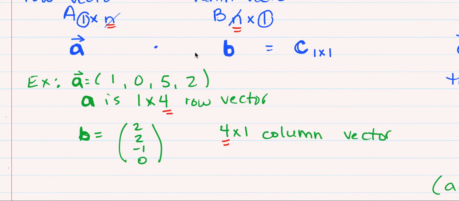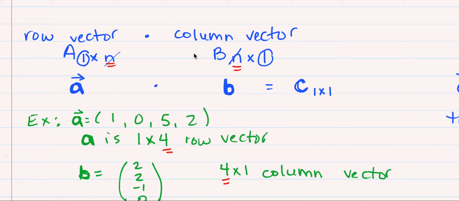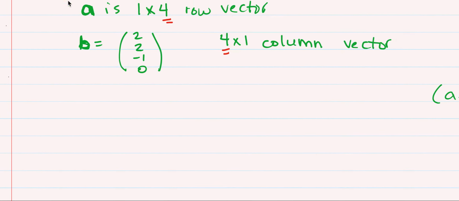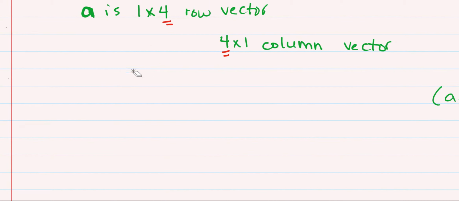All right, now let's talk about extending this to any two matrices A and B. How can we multiply not just row vectors with column vectors? So let's scroll down a little bit. Actually, I'm gonna have to make some room. Okay.